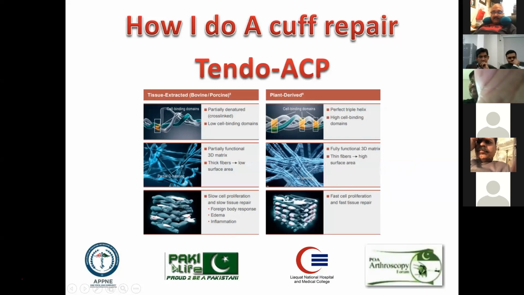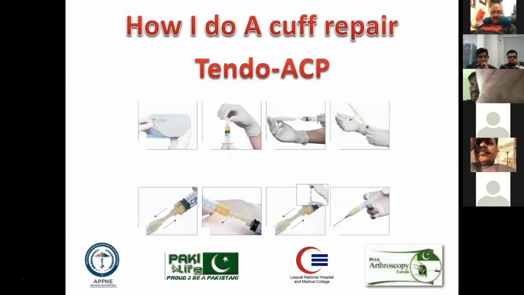So I have started using it. I have an experience of 3 patients now. I will tell you in about 6 weeks, 12 weeks, what is happening to them. But apparently that's the way forward. So the small and the medium tears you don't repair, you just do a Tendo ACP injection into the shoulder. And this is how it's done. You do a PRP, and then you have the powder of the Tendo ACP. You mix the two together, you agitate it, and you have a structure that you can inject into the shoulder.